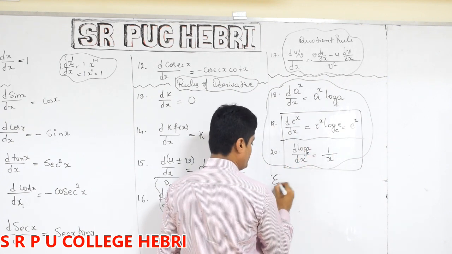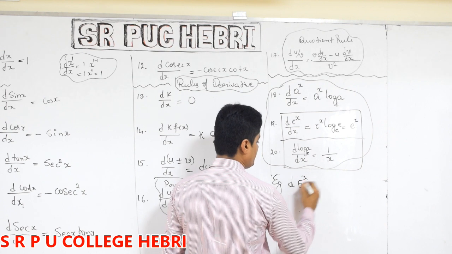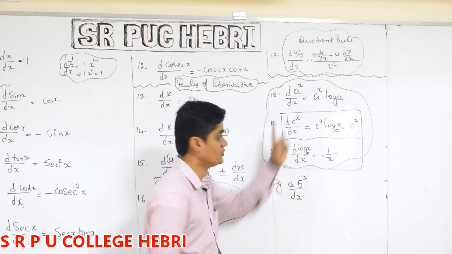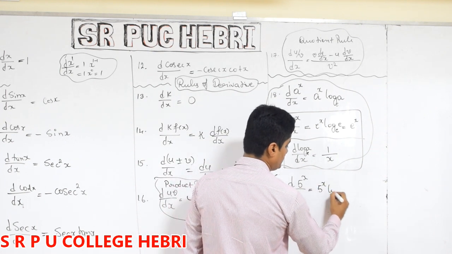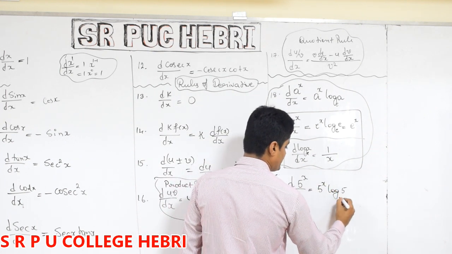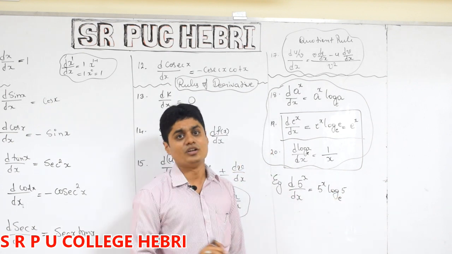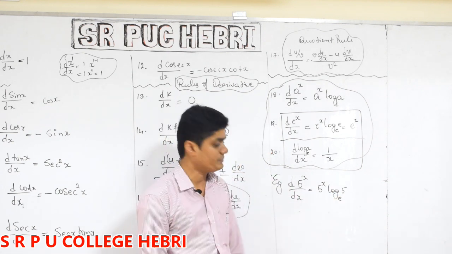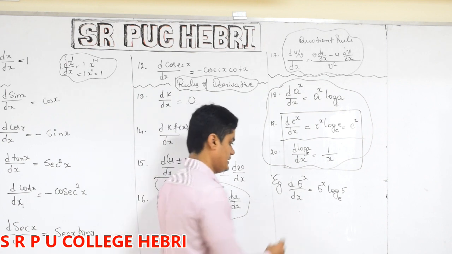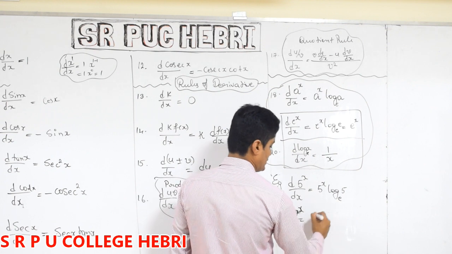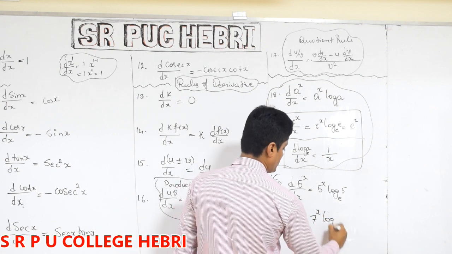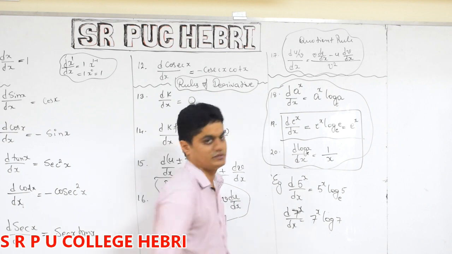For the 18th one, for example, if you want to find the derivative of 5 power x, you can use the first one, the 18th one. What is the derivative of 5 power x according to the 18th one? 5 power x into log of 5 to the base e. Remember, in calculus, no need to write the base. If you do not write the base, it is understood that it is nothing but e only. One more example, if you want to differentiate 7 power x with respect to x, the rule says that 7 power x into log of 7. No need to write the base, you just keep it as it is.